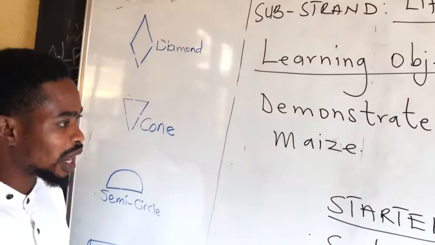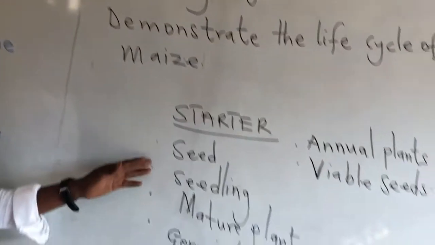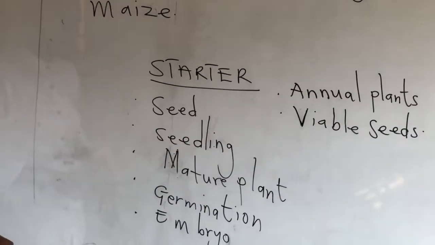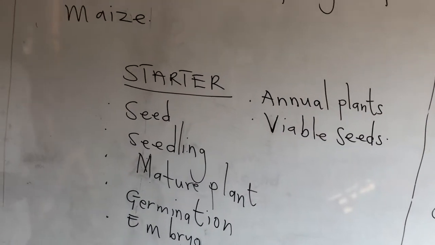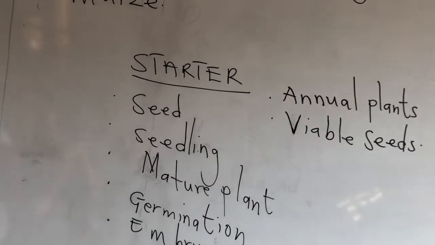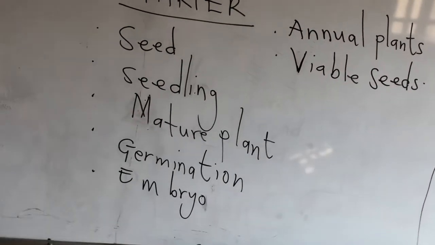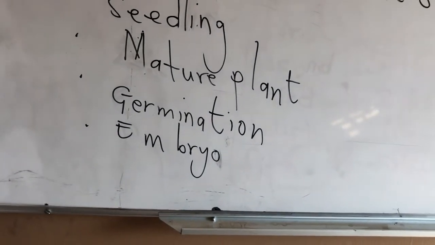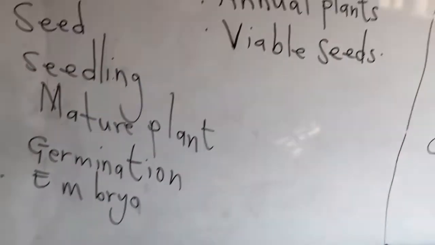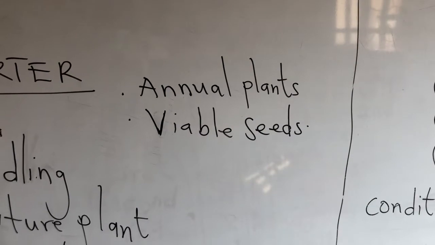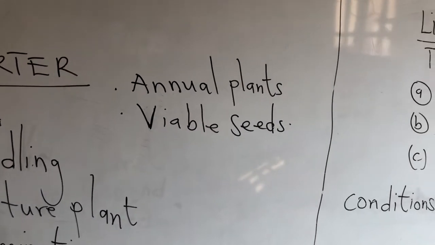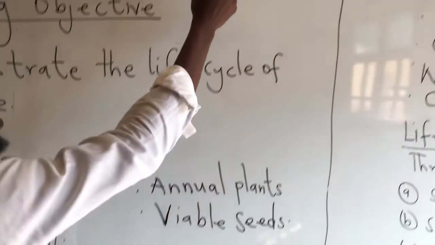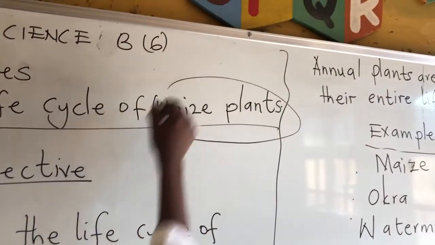And then now let us look at our few key words here, which we have for the day. The first one is seed. We have seedling, we have mature plants, we have germination, we have embryo, we have annual plants, and then viable seed. Now, I want to start with maize plants.